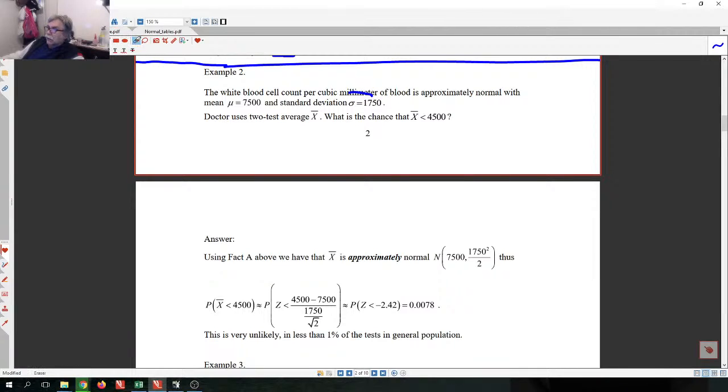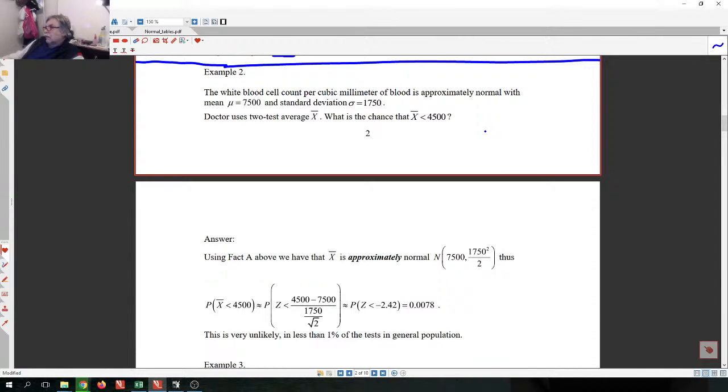Cubic millimeter, excuse me. So we're talking about a very small cube of the whole blood. And in there you're going to find something you can see with the microscope, 7,500 on average white blood cells. And the standard deviation is going to vary from individual to individual. It's going to be 1750. Quite a bit of a variation.